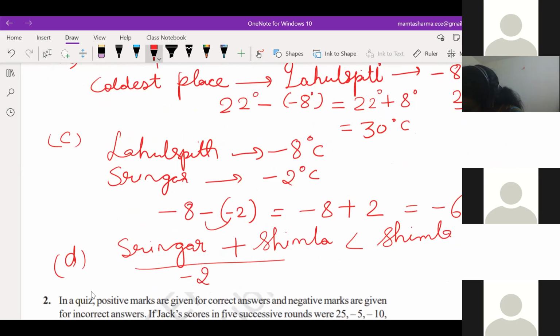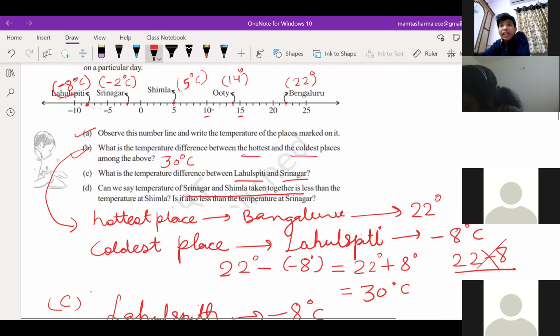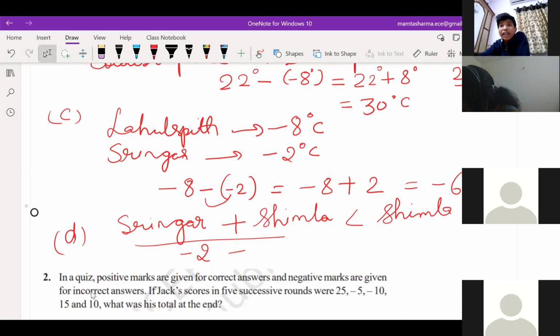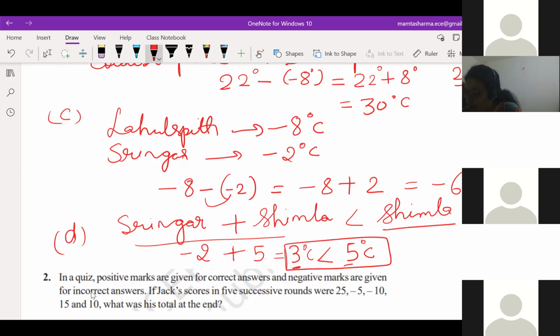Srinagar is minus 2 degrees. Shimla's temperature is 5 degrees centigrade. So minus 2 plus 5 is 3. Is it less than the Shimla temperature? Shimla's temperature is 5, so 3 is less than 5. It is true. So this statement is true: the Srinagar plus Shimla temperature is less than the Shimla temperature itself.